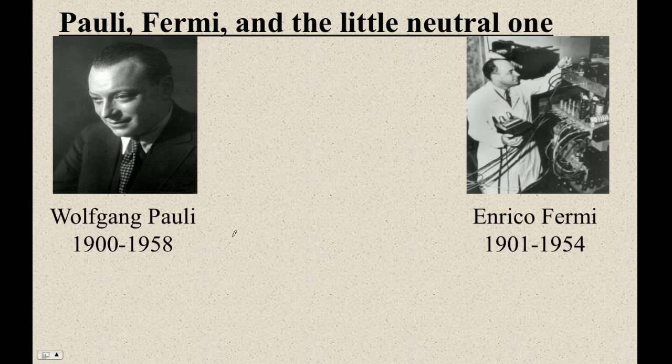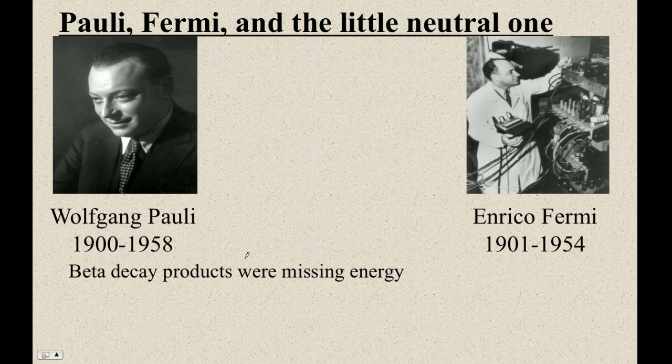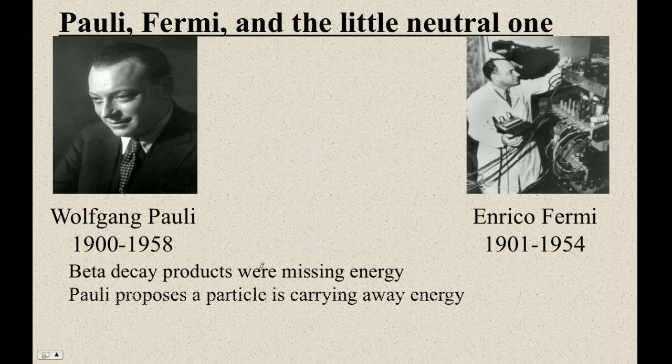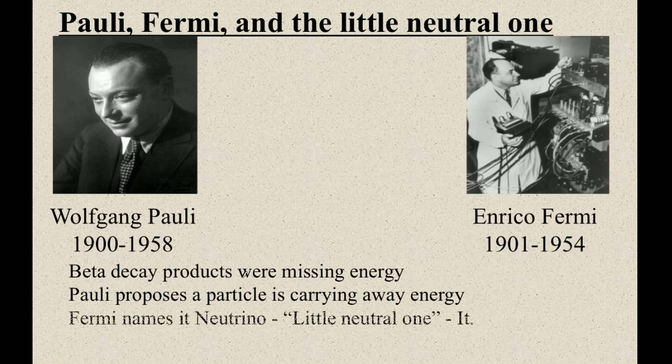Just a little bit of history here. This is Wolfgang Pauli, and this is Enrico Fermi. And the history went something like this, right? The beta decay products were missing energy. Pauli proposes a particle that is carrying away energy, and Enrico Fermi names it neutrino. This is Italian for little neutral one, right? Ino means little, and neutral means neutral, right?